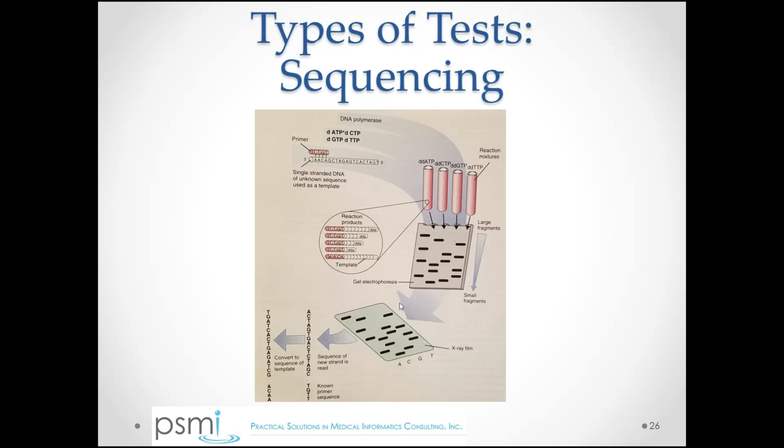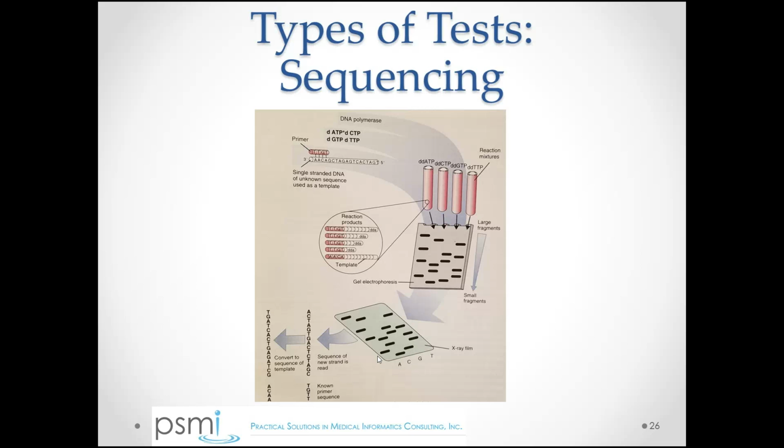And if you run all of these reactions on electrophoresis, where again the small fragments go all the way to the bottom and the large fragments migrate much more slowly, you can simply say, oh, wait a minute, look at this. Look what showed up first was a C. So the smallest fragment had a C at the end, therefore the next base must have been the complement of C, which is a G. And look what came next. A G came next, so there must be a C that comes next in the strand we're reading. Then you get an A, so therefore there must have been a T, etc.